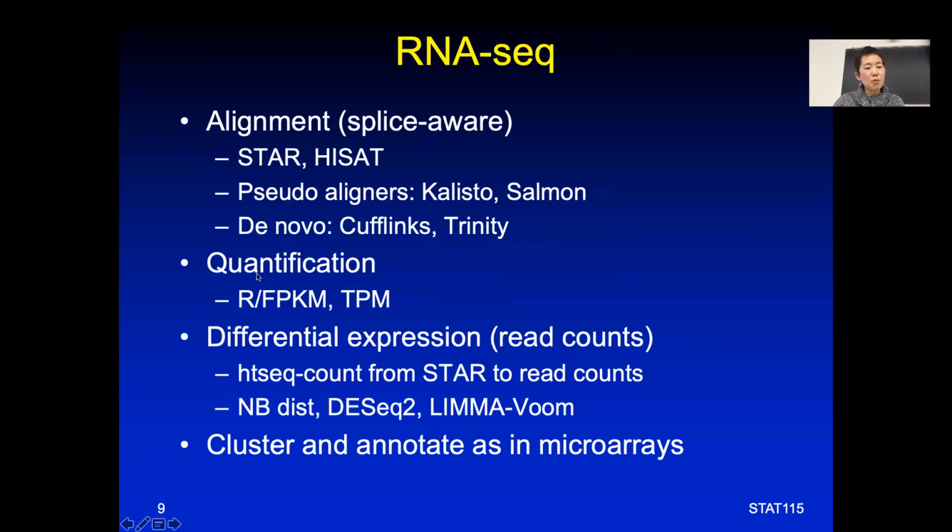And then in order to do quantification, there are a number of terms people use. In the early days, people used RPKM. When they started doing paired-end sequencing, they used FPKM. But for a better expression index estimate, currently the standard is to use TPM to represent the expression of a gene.